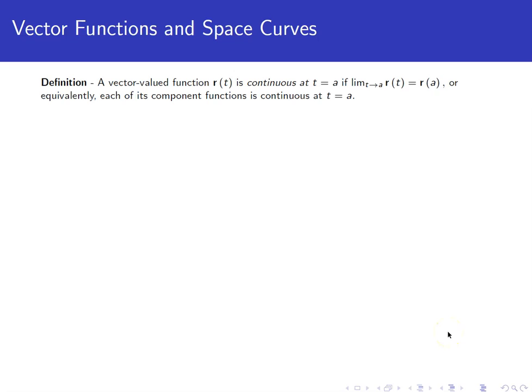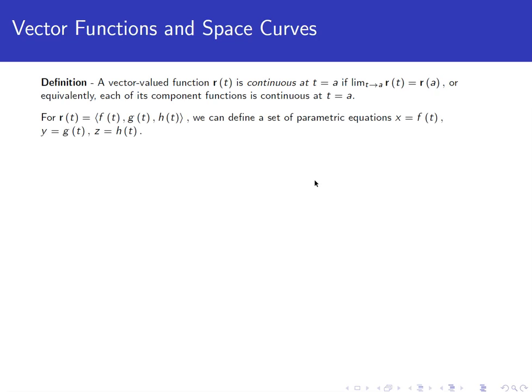As a quick definition that goes along with limits is continuity. We say that a vector-valued function is continuous if each of its component functions is continuous at t equal to a. Or more generally, or maybe more specifically, whichever way you look at it, if you can evaluate the limit of a vector-valued function by direct substitution, that tells us that we are also continuous at that particular value.